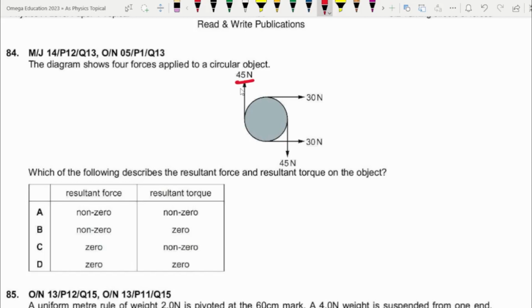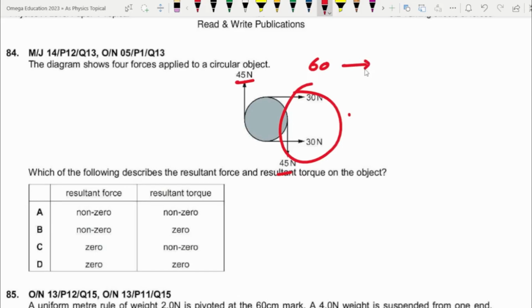So you see, you have a force of 45 upward, 45 downward. So that means the vertical force is 0. But how about the horizontal forces? What is the net horizontal force? That is 60 Newton towards right. So the sum of the forces, the net force, is not 0.